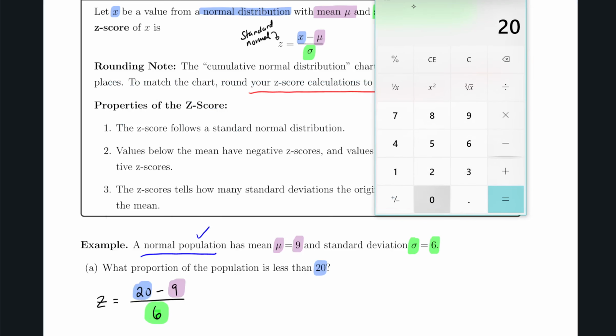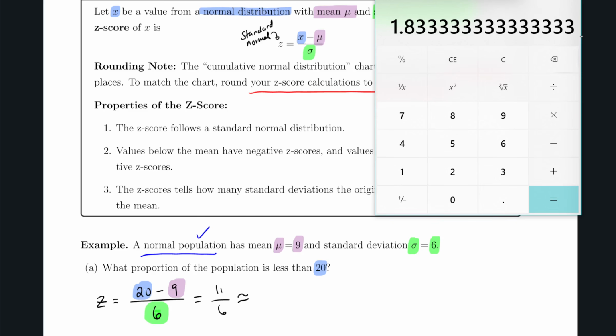So 20 minus 9, that's 11, divided by 6, and that will round. Okay, we get 1.833 continuing. Look at the second decimal place right here at the 3. One past it is also a 3. That's less than 5, so we stay the same. So that's going to round to 1.83.